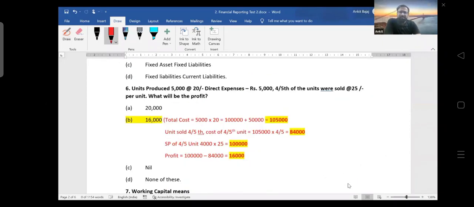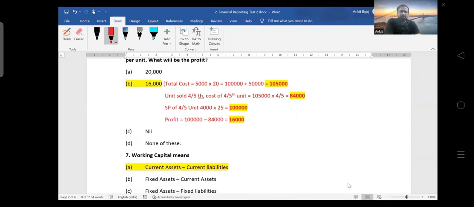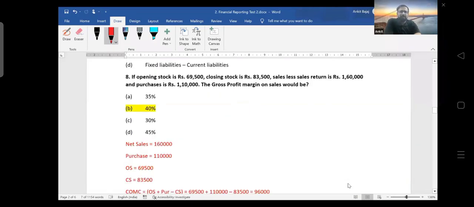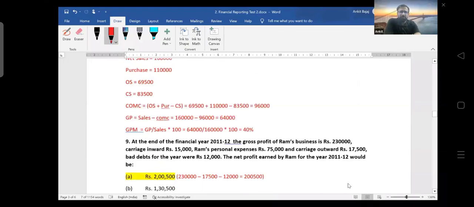Then question number 6, you can try it. It is easy. There is no such problem in question number 6, right? Working capital means current asset minus current liability, obviously, right? Then gross profit margin, similar question they are asking you to solve, which we have done. Gross profit, how to calculate gross profit, right?